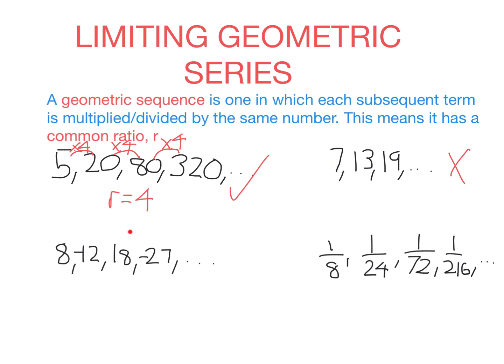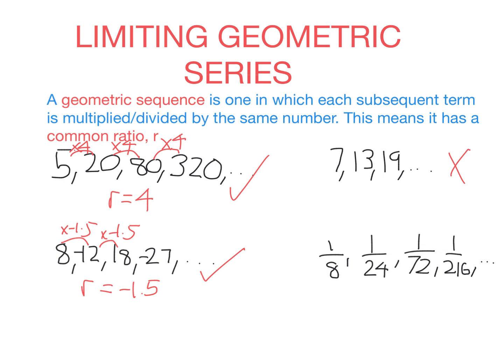This sequence here is geometric because I'm actually timesing by the same amount each time. I'm timesing by negative 1.5. If you were to take any term and divide by the previous term, you'd get negative 1.5. Negative 27 over 18 is negative 1.5. 18 divided by negative 12 is negative 1.5, and so on. So this here is geometric, and r is equal to negative 1.5.